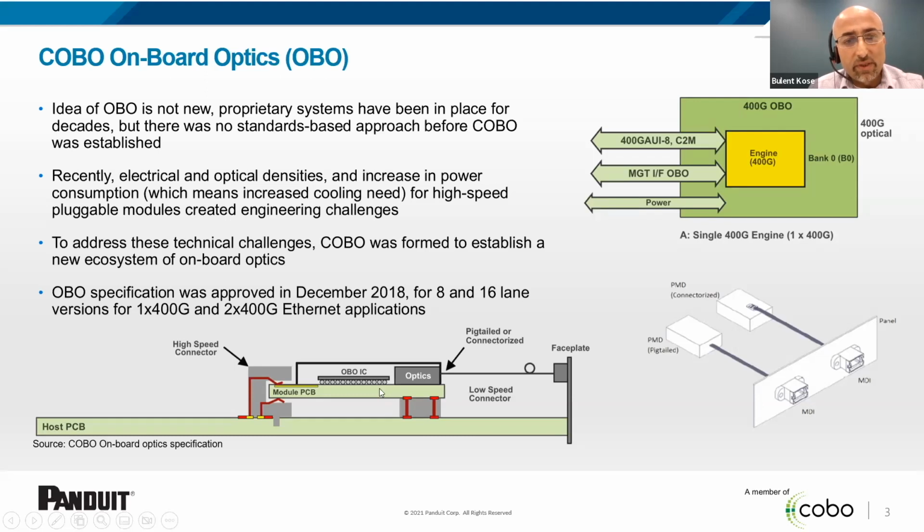And at the bottom, on the left, is an actual picture that shows what it would look like when it's implemented. So this OBO IC would be a separate integrated circuit, a separate module with low and high speed connectivity. And again, the optical fiber or optical connectivity to the board would be either pigtailed or connectorized.